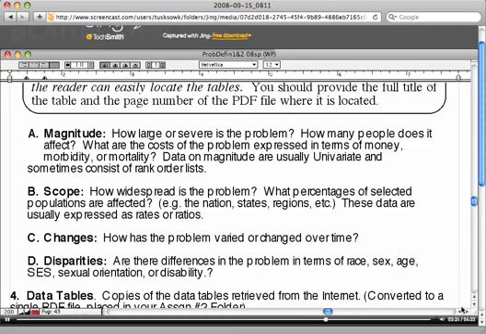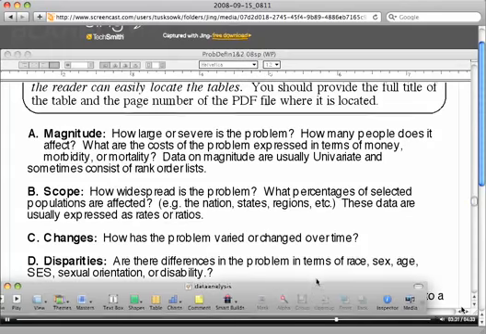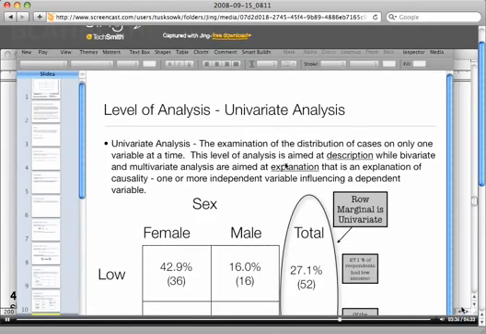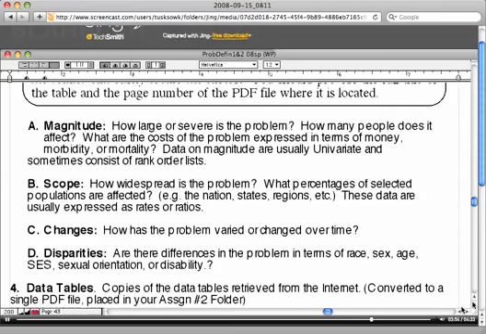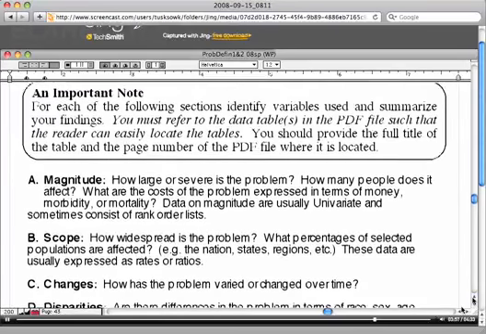And univariate, when we talk about univariate, we're talking about looking at only one factor affecting a problem. For example, a univariate analysis might be something like in this example, 27% of the respondents had low income. So in this particular table, all we're looking at or just reporting on is one thing: how many respondents had low incomes. Scope, how big is the problem? And you can get that information by looking at your data tables.